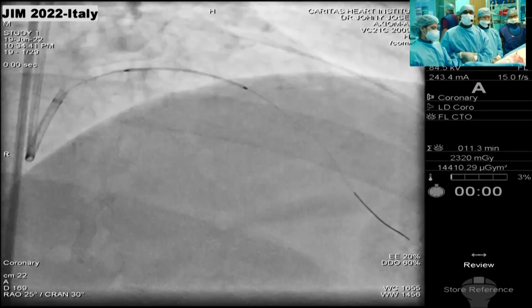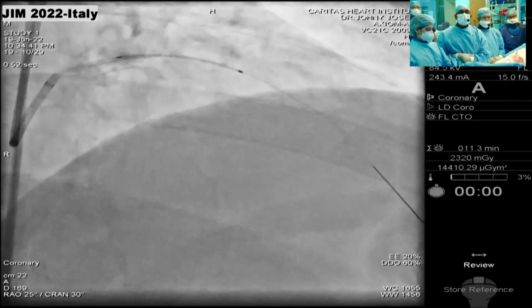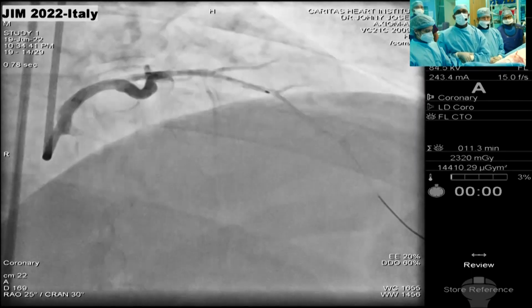So at this point of time, we took a 2.75 Alpine, which is 33 millimeters long.